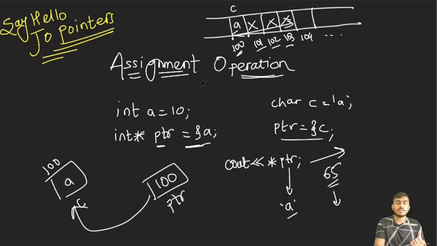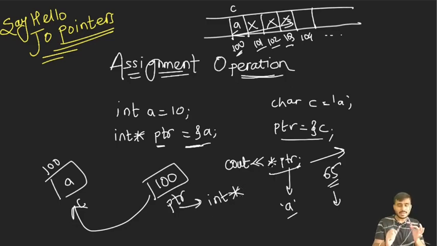Now the C variable is of character data type. So what will be the size of the C variable? It is going to be 1 byte. So this is the only byte in which the content of C is available, right? Now tell me, what is the data type of this PTR variable? The data type of PTR is int star, right?